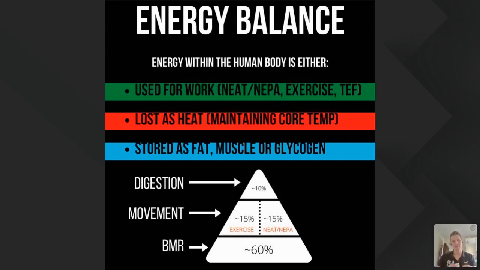The next thing we have is movement. Obviously, this is something that we can affect. I've put in here 15%, but it can be way higher or way lower, depending upon what you do. In an average individual, about 15% of their calories burn over the course of the day is from the exercise they do. It could be anywhere from 5 all the way up to 50% if somebody's an endurance athlete.